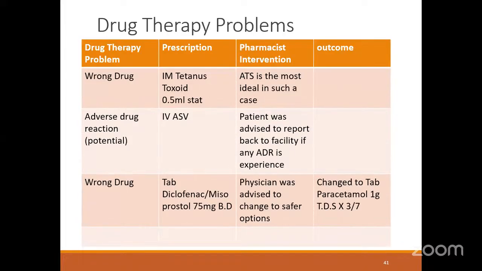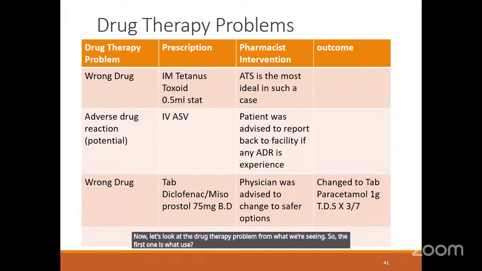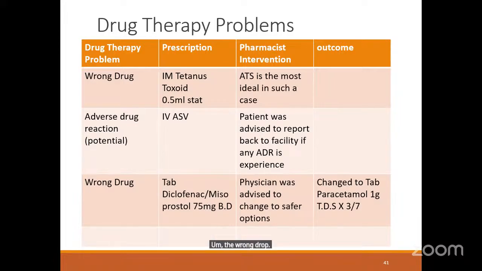Now, let's look at the drug therapy problems from what we're seeing. So the first one is use of wrong drug. Now, the patient was given tetanus toxoid, but ideally, what she should have received was anti-tetanus serum. Now, tetanus toxoid gives active immunity, but the system has to form the antibodies. So it's like for the future. Unlike the anti-tetanus serum, which already contains the antibodies.